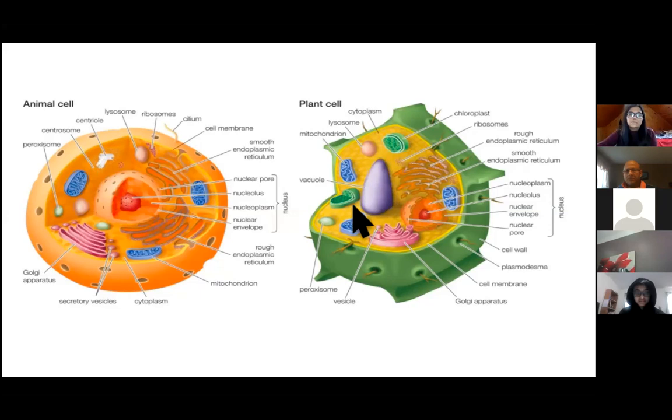And a plant cell will have primarily a larger vacuole for storing water. It'll have a cell wall to maintain its rigidity, and it'll have chloroplasts, which are these green thingies over here, which will basically help it convert the sun's light energy into sugar so it can eat.